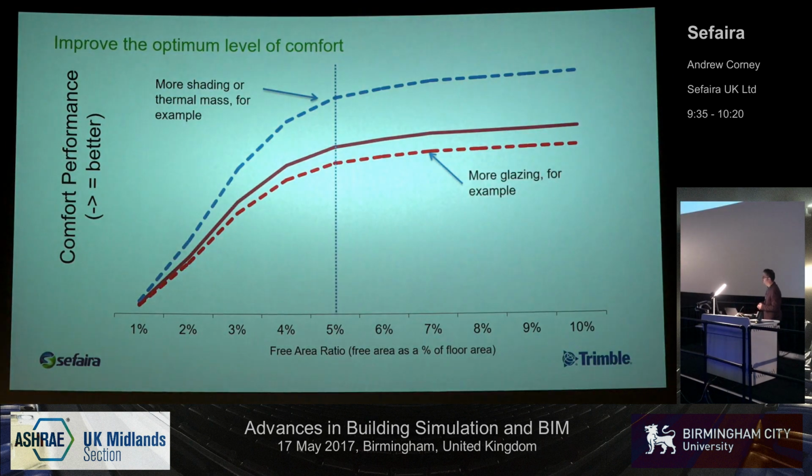And essentially, if you go back to the free area curve, they sort of do this sort of thing where the free area curve might be constant, but if you put more shading on the building, you'll still get better comfort performance even at the same free area ratio. If you put more unshaded glazing on the building, it will go down.